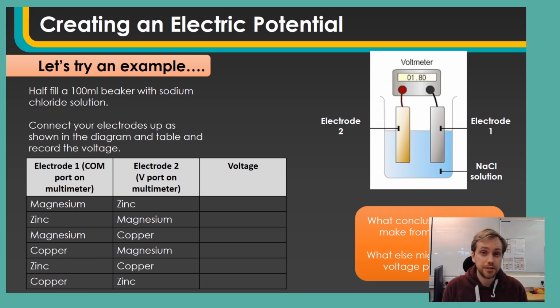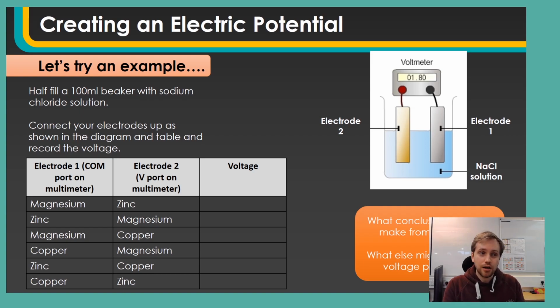So we're going to have a go at doing this. We're going to take 2 pieces of metal. We're going to take a beaker of salt solution, which is needed to complete the circuit. And we're going to take a voltmeter, as you can see in the diagram on the screen. We're going to connect a range of different metals in different orientations to that voltmeter to see what kind of voltage we can create with the different metals.